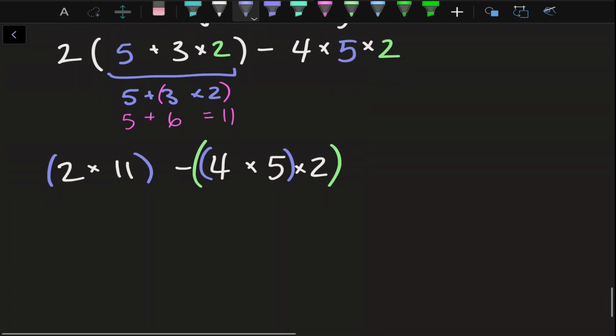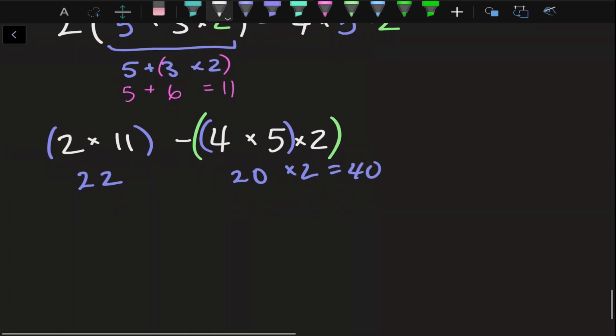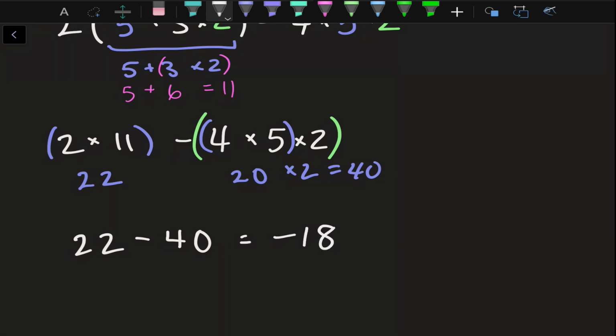Okay? So then I have over here 2 times 11 is 22. And then over here I have 4 times 5 is 20. And 20 times 2 is equal to 40. So 40 in that bracket, which means that I end up after that step with 22 minus 40. And that should give us negative 18. Okay, so really straightforward following those.